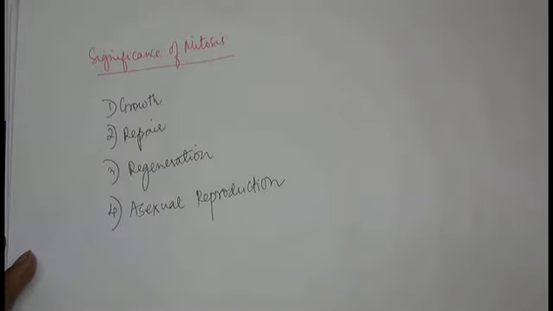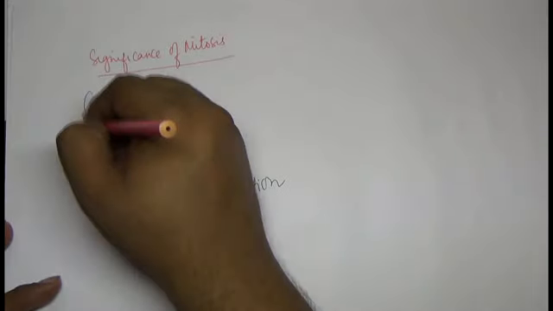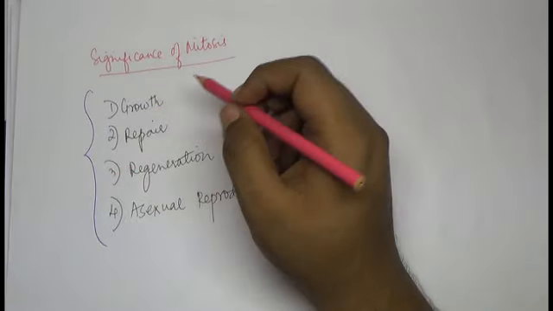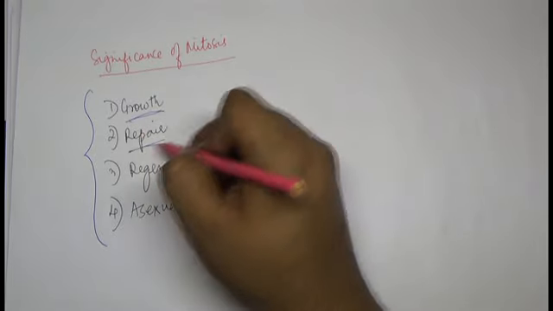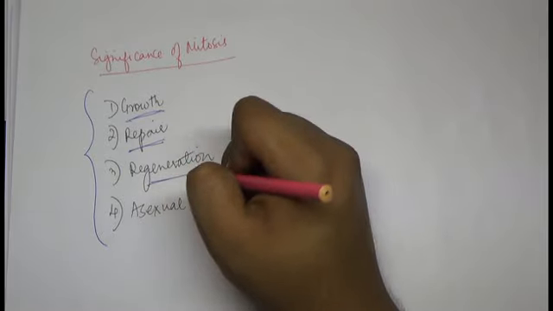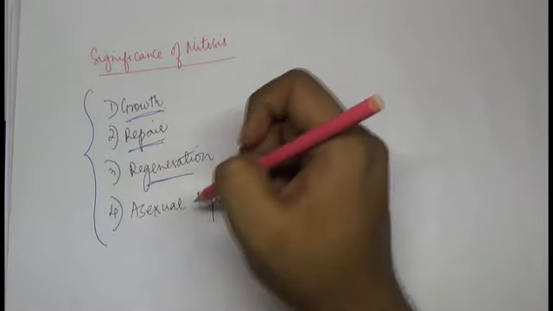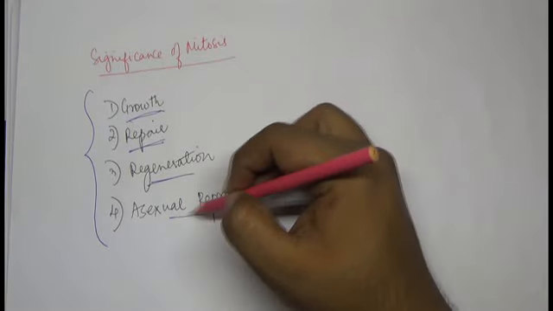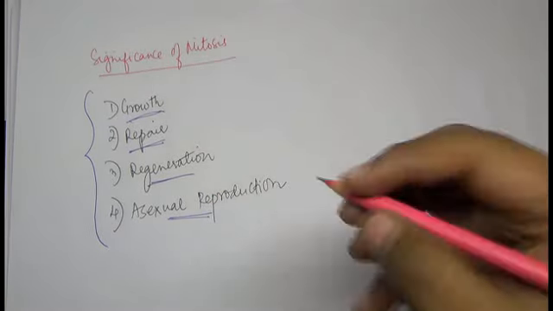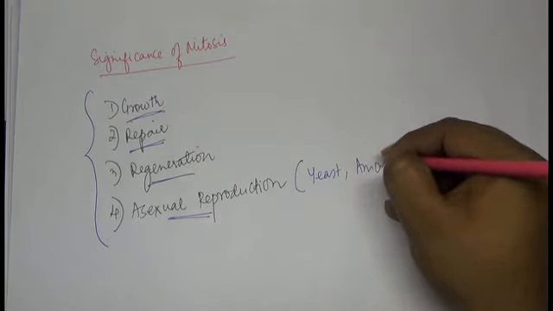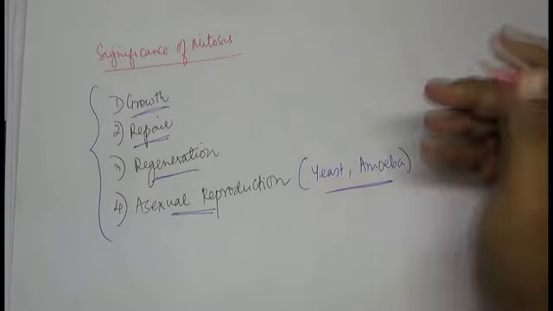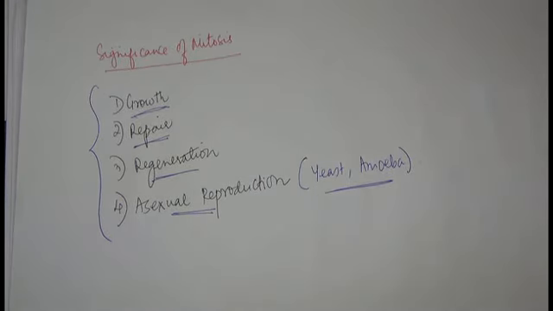Okay, coming to the significance of mitosis, as to where mitosis is important, what are the important places where mitosis occurs. So mitosis helps for the growth, as we have already discussed. Mitosis helps in repair, mitosis helps in regeneration, and mitosis also helps in asexual reproduction. Asexual reproduction is seen in organisms like yeast, amoeba, etc. So all the unicellular lower groups of organisms undergo reproduction with the help of mitosis.